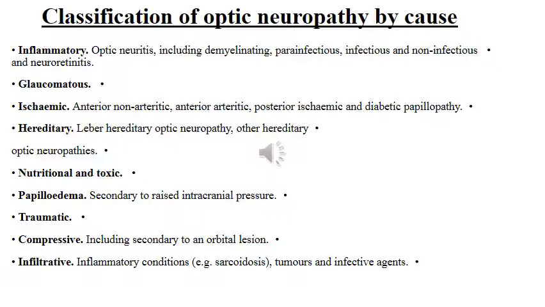Papilloedema is a type of optic neuropathy only related to increased intracranial pressure, and it's usually bilateral. Traumatic is any trauma to the head or to the eye. Compressive is due to orbital lesion, tumor, mass, infection. Infiltrative is in sarcoidosis, in tumors and infective agents.